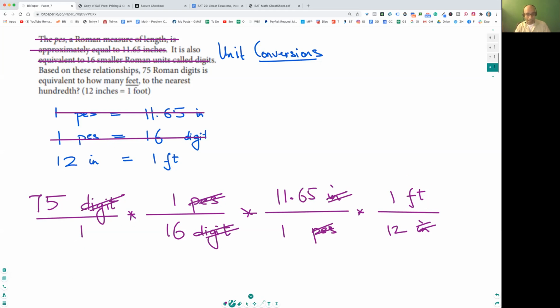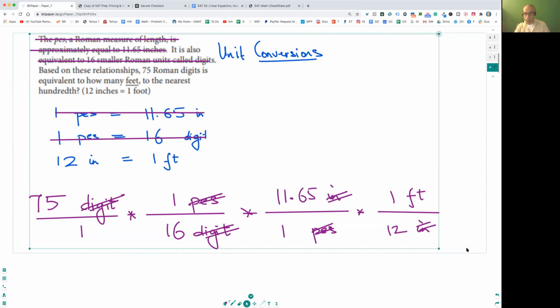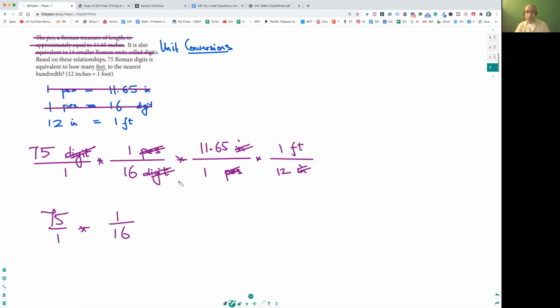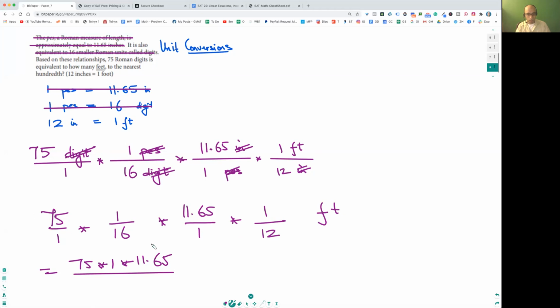So let's write this down a little bit better. I'm going to squeeze this a little to the left, and write this as 75 over 1, multiplied by 1 over 16. The units are all gone now. Times 11.65 over 1, times 1 foot over 12. Now all you have to do is multiply these fractions: 75 times 1 times 11.65, divided by 1, which you can ignore, times 16 times 12. Let's see what that comes out to.